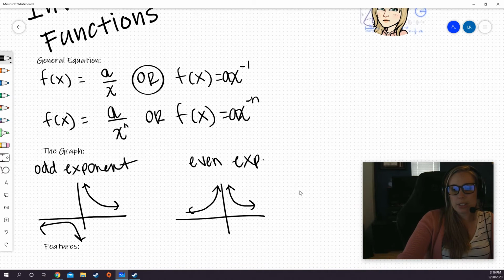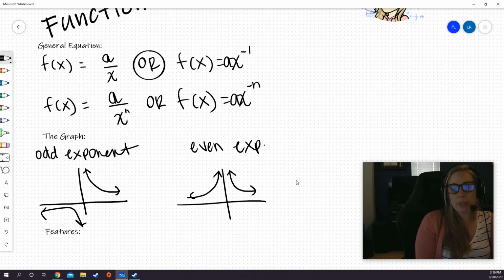What you'll notice is that regardless of whether it is even or odd, you have an asymptote right here, which means there are no y-intercepts. You will also notice that you have an asymptote right here, and it doesn't matter if it's even or if it's odd.